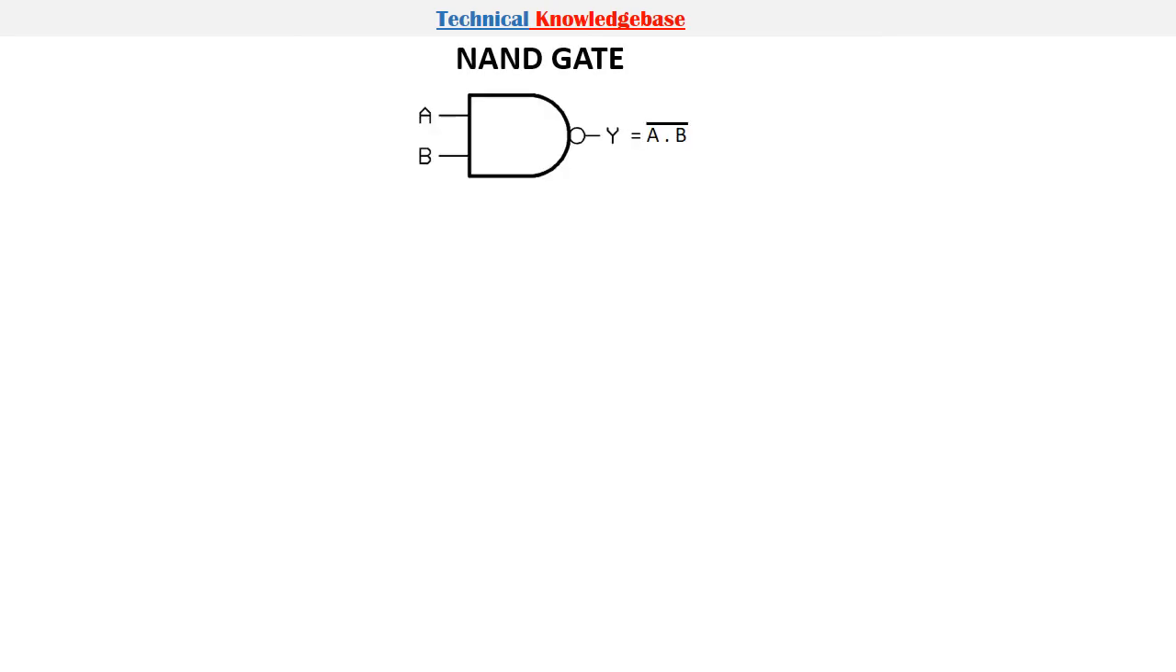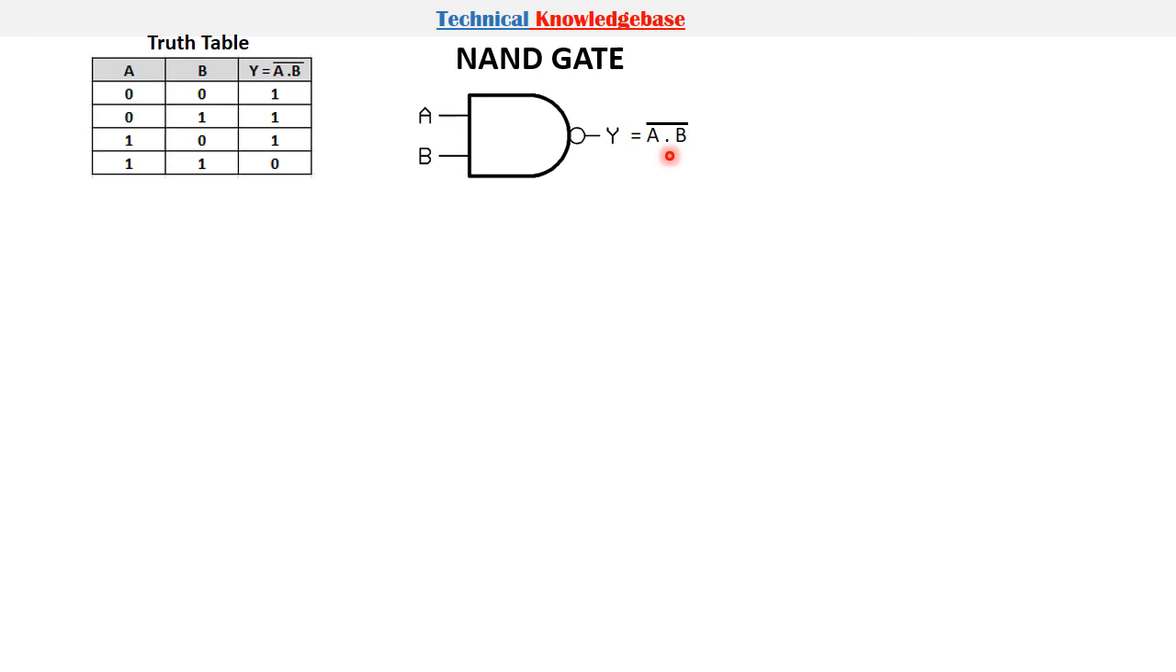NAND gate. This is the symbol for the NAND gate. The NAND gate has two inputs, and you see that there is a bubble here, an inversion bubble. That is NOT of AND gate. So the output is shown as A into B complement. This is the truth table for the NAND gate. It is exactly the opposite of the AND gate, so you can get the output exactly opposite to the AND gate.